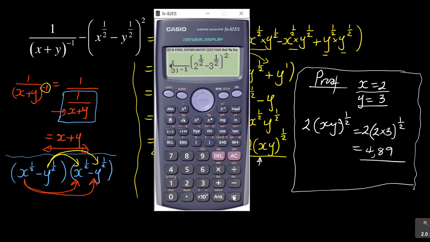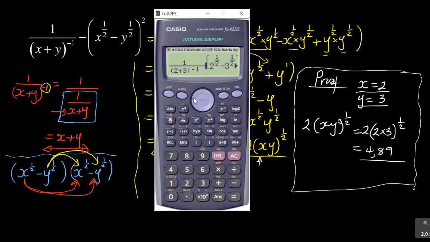So when you've done that, you put an equal sign. I'm getting that. I think I made an error there. Okay, I see where the error is. It's different, but there is no sign there. I must put my negative sign.